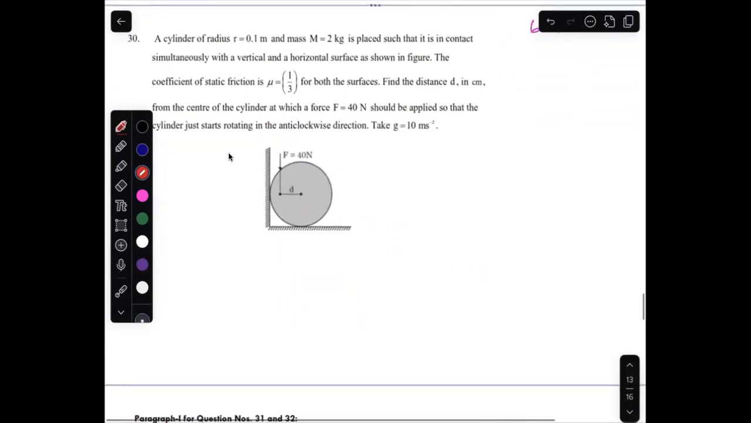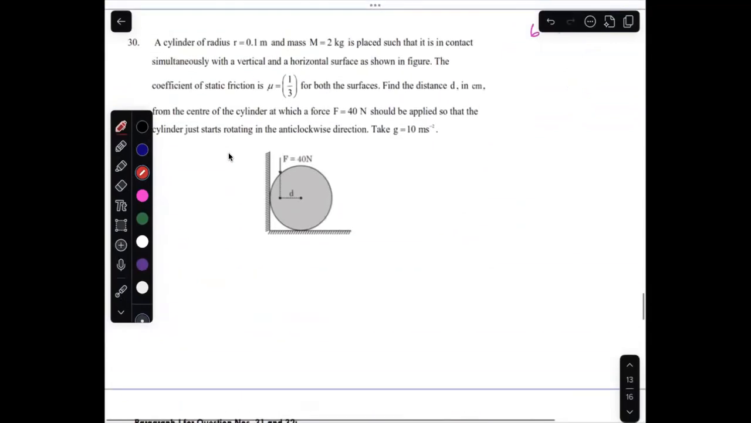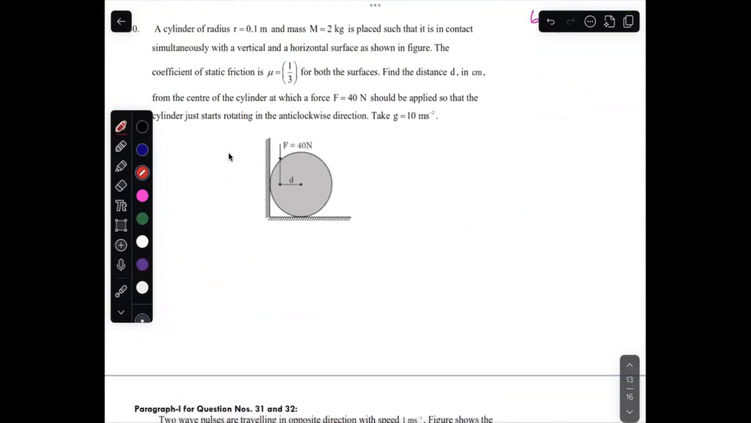Let me just see. Okay, right. A cylinder of radius 0.1 meter and mass 2 kg is placed such that it is in contact simultaneously with the vertical and horizontal surface as shown in the figure. The coefficient of static friction is also given. Find the distance d in centimeter from the center at which F is equal to 40 Newton should be applied so that the cylinder just starts rotating in anti-clockwise direction.